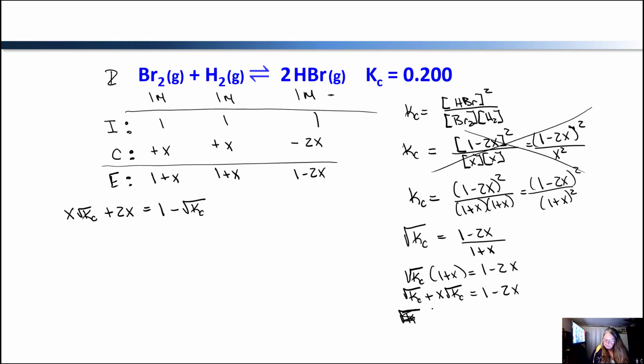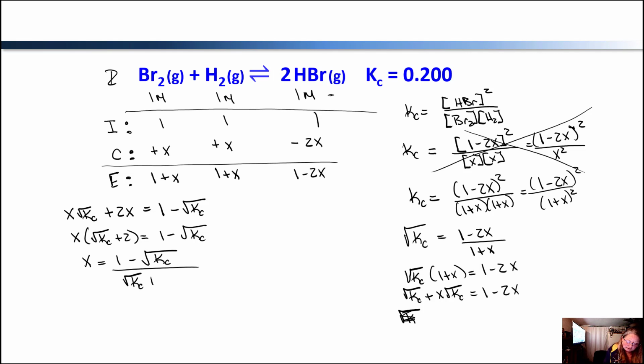So let's just double check, because I did a bunch of stuff in my head. This is positive. I moved the minus 2x over to the left. And then on the right, the 1 was positive, it stayed, and I subtracted the square root of Kc. Good. And then the same thing, I can factor out x. I get x times the square root of Kc plus 2 equals 1 minus the square root of Kc. And then finally, we're ready to put numbers into our calculators and be error-free, hopefully. x equals 1 minus the square root of Kc, divided by the square root of Kc plus 2. So let's see what we get.